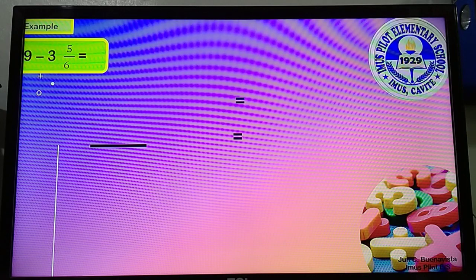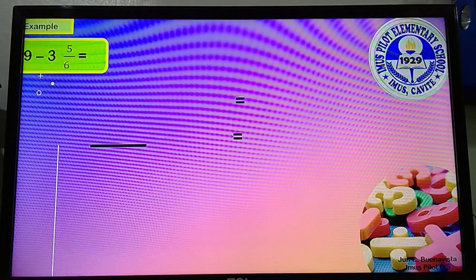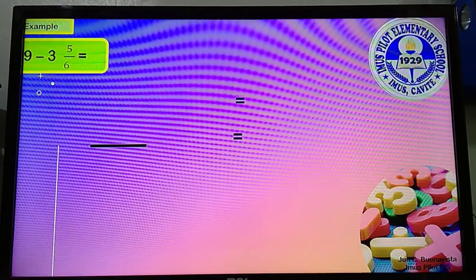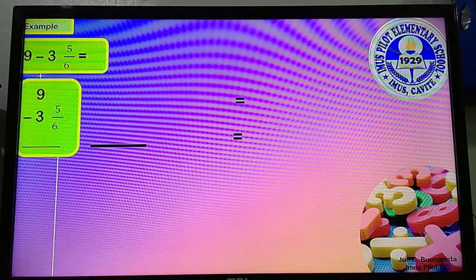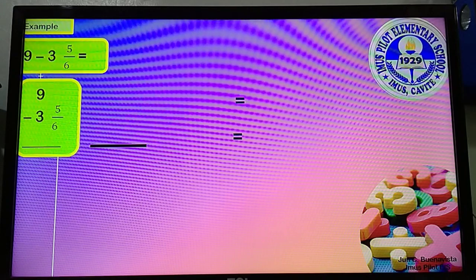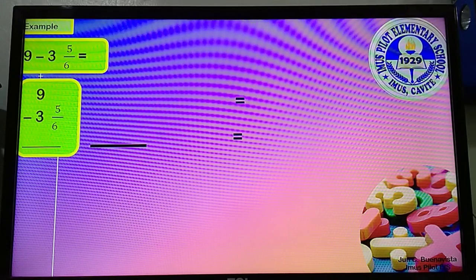Dito na po papasok ang tinatawag na regrouping. So, we are going to rename our whole number into a mixed number. So, paano tayo mag-rename? Or paano tayo mag-change? So, in renaming a whole number to a mixed form, our basis is the fraction of the subtrahend or the addends. So, since our fraction is 5/6, ang gagawin nating fraction kay whole number is 6/6.